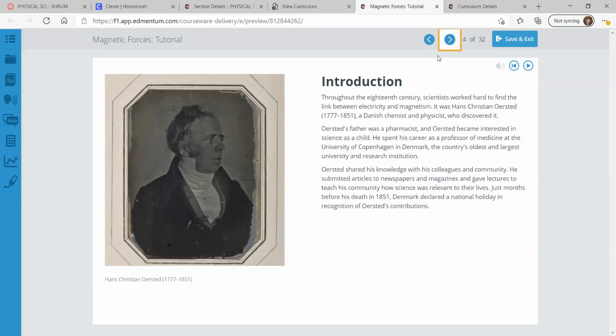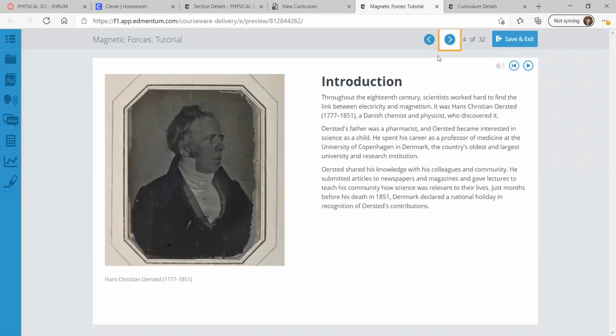And for the introduction, we're going to talk about Hans Christian Ørsted. He was a Danish chemist and physicist who discovered the link between electricity and magnetism. His dad was a pharmacist, and he became very interested in science as a child. He spent his career as a professor of medicine at the University of Copenhagen in Denmark, the country's oldest and largest university and research institution.